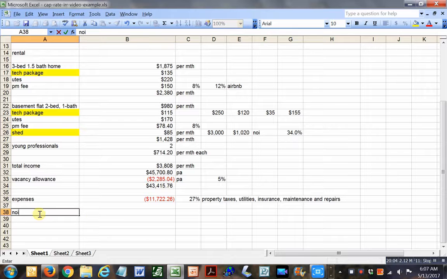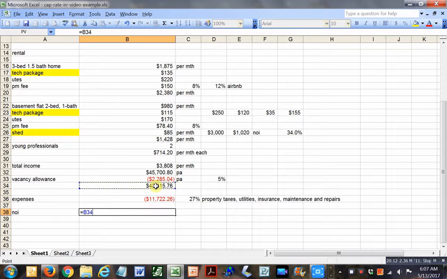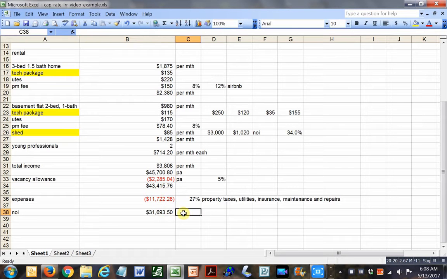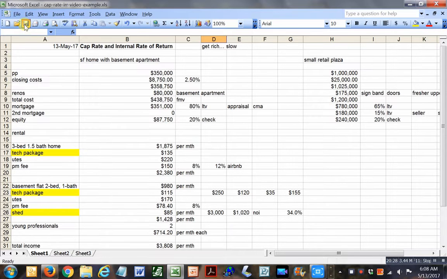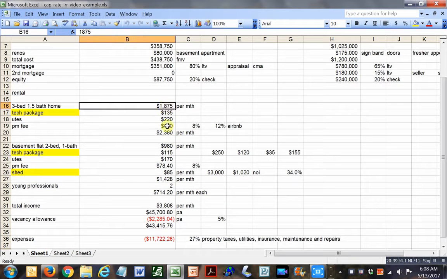Now the next line is really important. Net operating income. So net operating income is simply equal to your annual income after vacancy allowance, and I'm adding, because this is already a negative, your costs. So your net operating income per annum on this building would be $31,693. Now, I have to tell you, I'm going to save it again. Even if this were your own home where you were living upstairs and maybe you're renting the basement apartment, you would still put in this number and all of these numbers here.